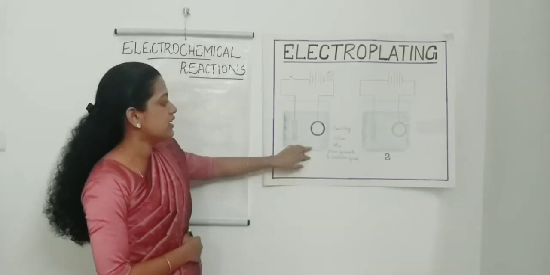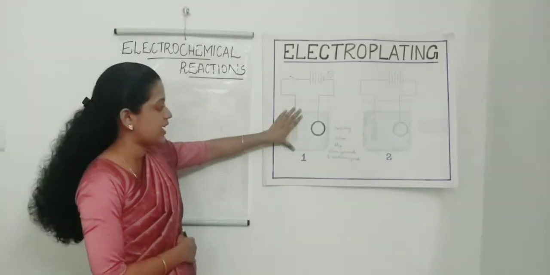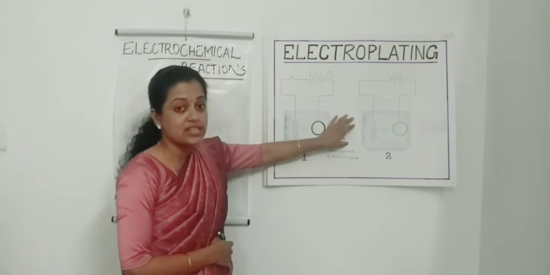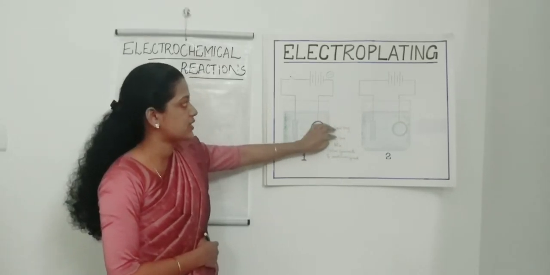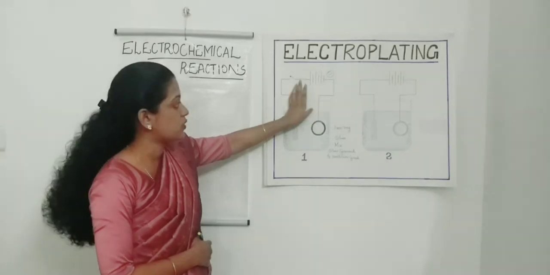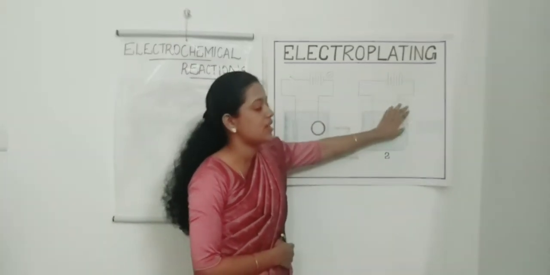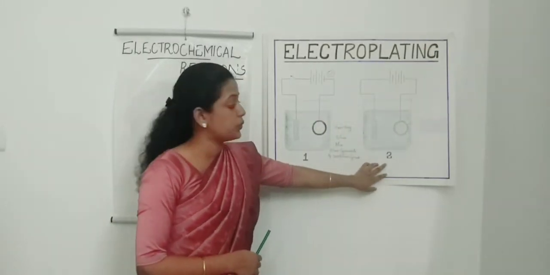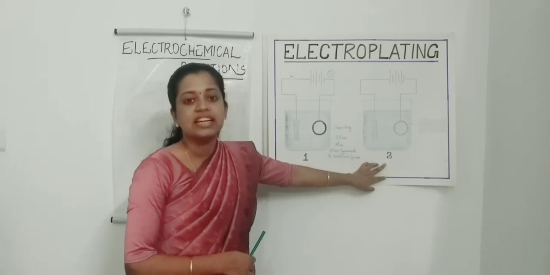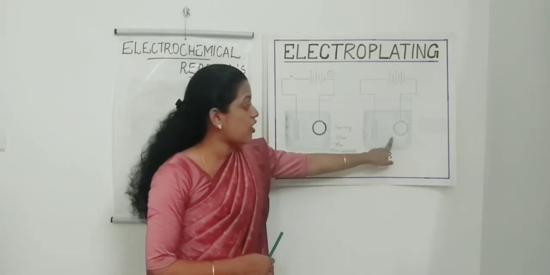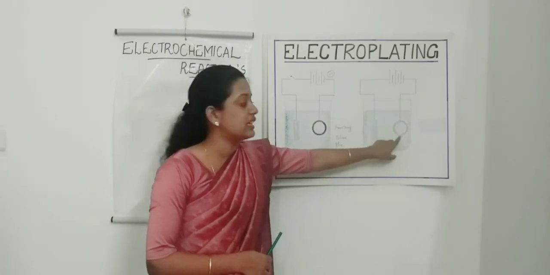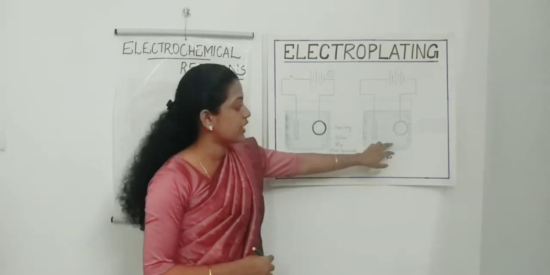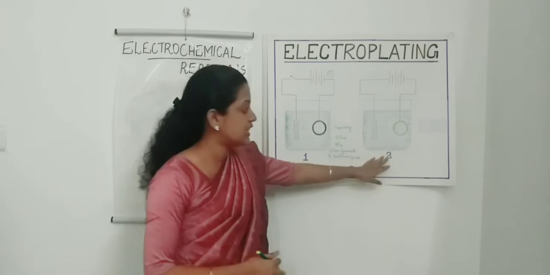And here this switch is open in this first diagram. Let us look at what happens when I close the switch, that means when electricity is passed through it. Here there is a battery, so when I close the switch, the electricity will be passed through the circuit. So in figure 2, what can you observe? Yes, there is a thin coating of silver over the iron ring. Now you can see that the color of both is the same.